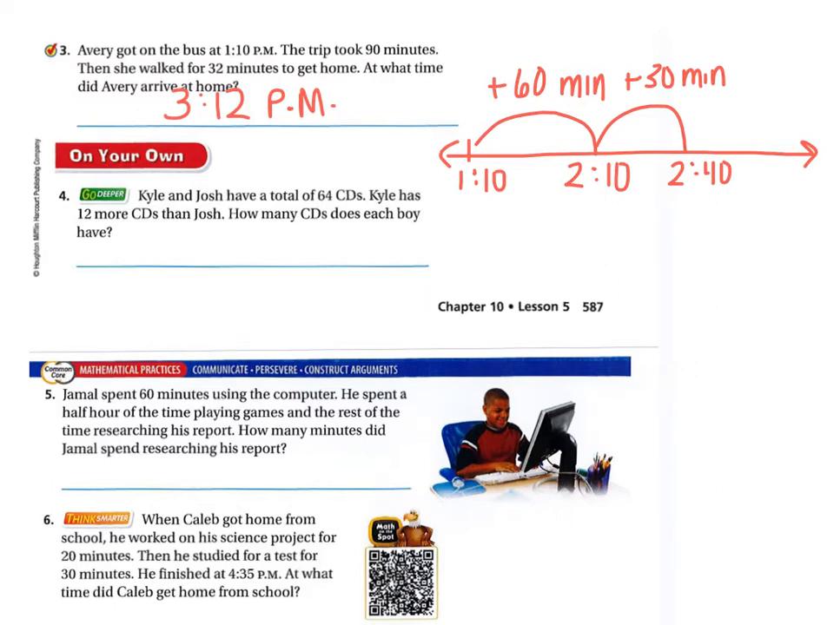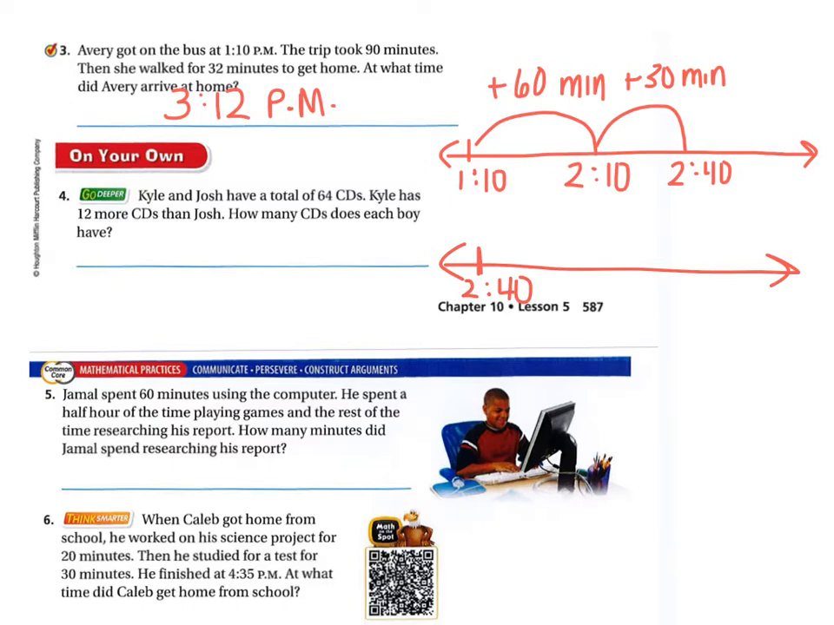Now that I've jumped 90 minutes, I want to look at my next step. It says that she walked for 32 minutes to get home. I want to now jump 32 minutes. We could continue to do this on the number line that I have right here, but since I'm running out of room, I'm going to continue my number line down here. I'm putting the same time that we left off with, 2:40. So remember, 2:40 is the time that Avery got off the bus.